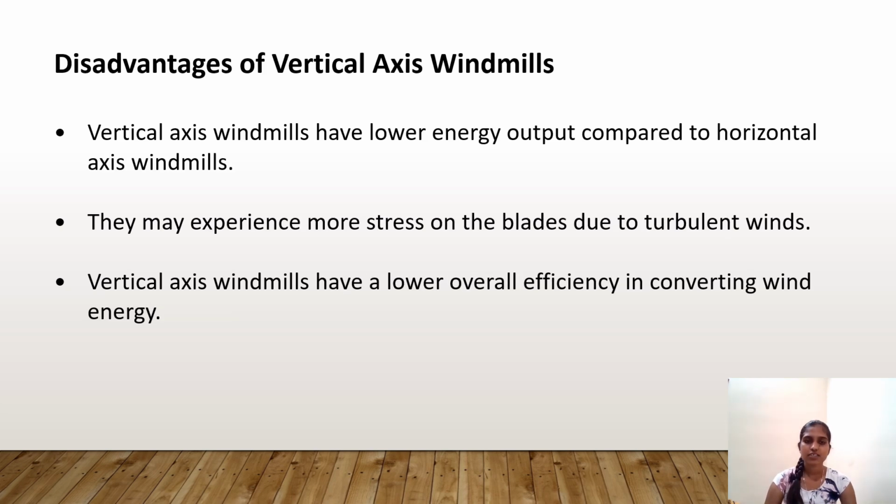And disadvantages of vertical axis windmills. Vertical axis windmills have lower energy output compared to horizontal axis windmills. They may experience more stress on the blades due to turbulent winds. Vertical axis windmills have lower overall efficiency in converting wind energy, and also tip speed ratio and power output are very low compared to horizontal axis generators.